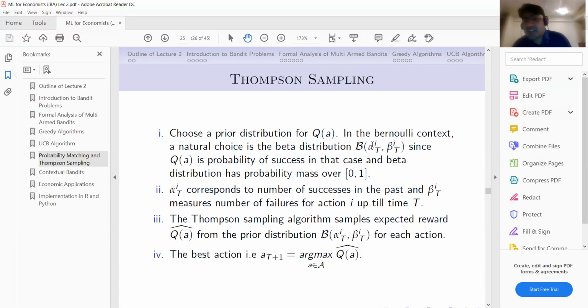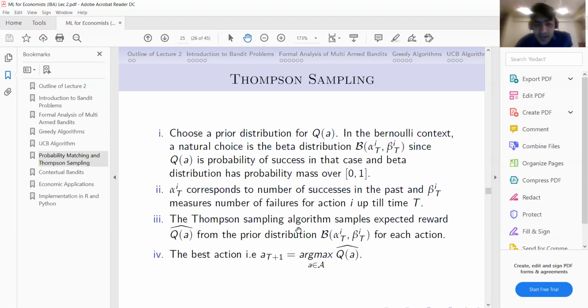Alpha is simply the number of successes that you have for any action A. So for each action A, you have this distribution. So alpha_i,t just means the number of successes that you have up till time T for action I. And beta_i,t, I should actually have used A here, is simply the number of failures that you have for action I up till time T. So it's very easy to update the beta distribution over time by simply observing the number of successes and failures as you keep on pulling these arms in the bandit and updating the beta distribution accordingly.